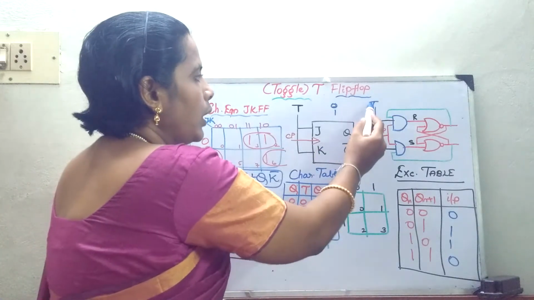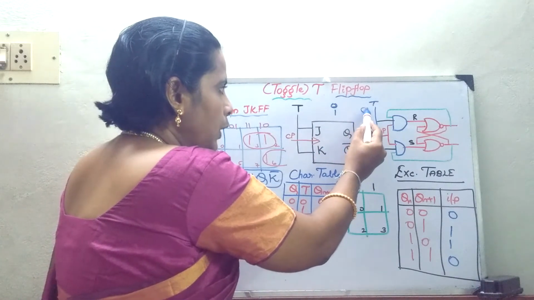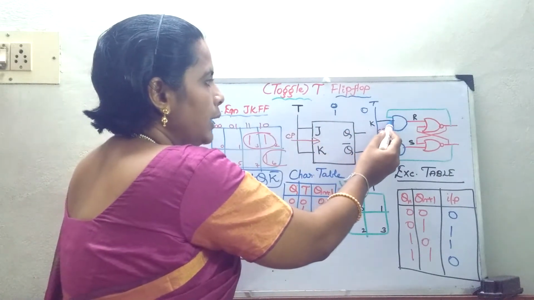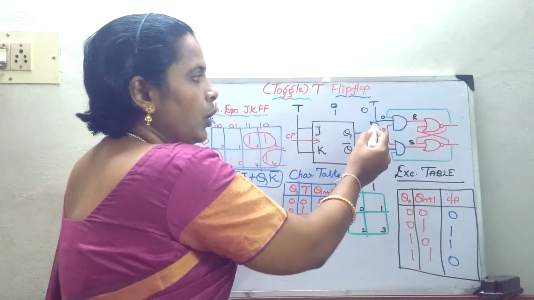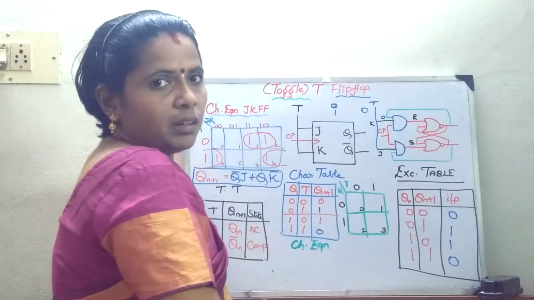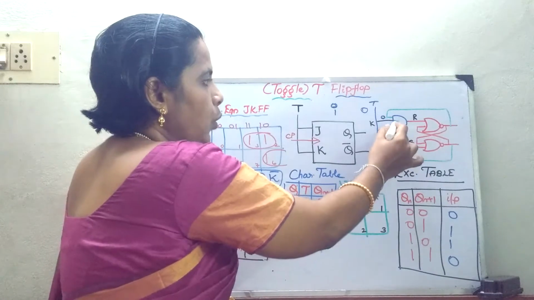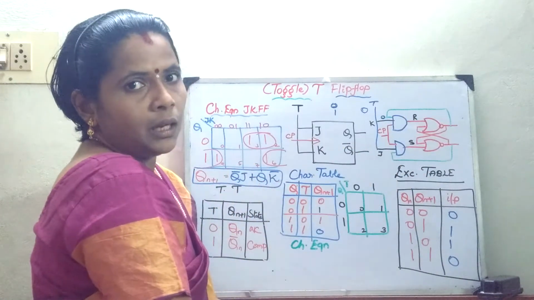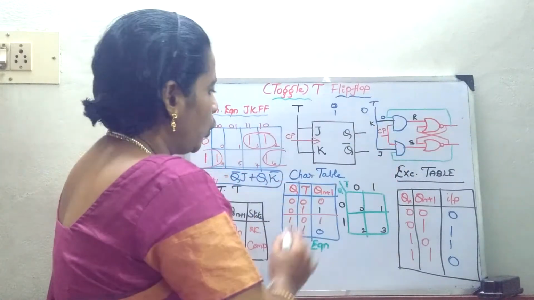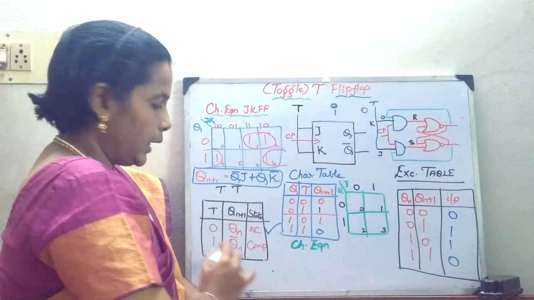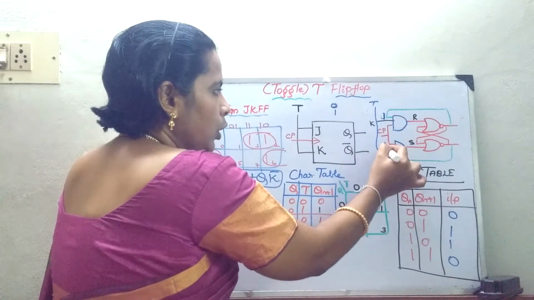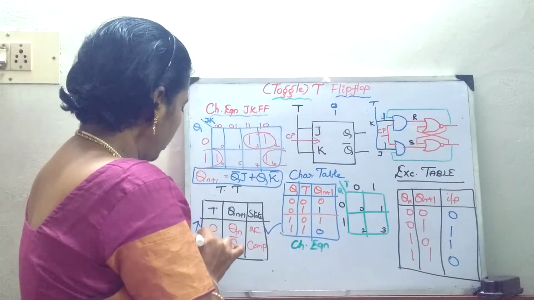Whenever I make my input as 0, what will happen? Whenever I make this value as 0, this AND gate will be disabled. In that case, both the AND gates will be disabled and you will not be getting the output. So, when your input is 0, it is the no change condition. Whenever I give the value as 1 here, then clock pulse is also given. If you want, you can include the clock pulse also.